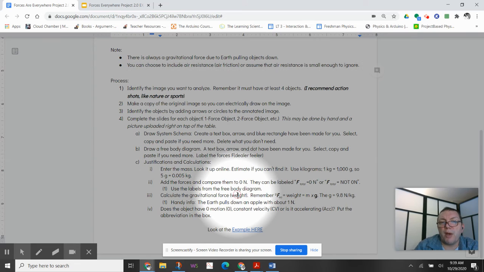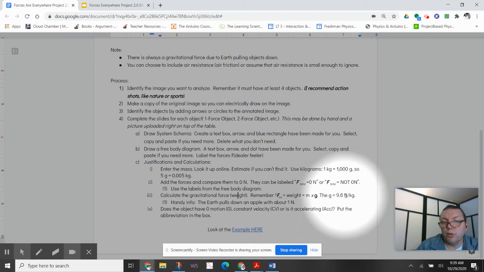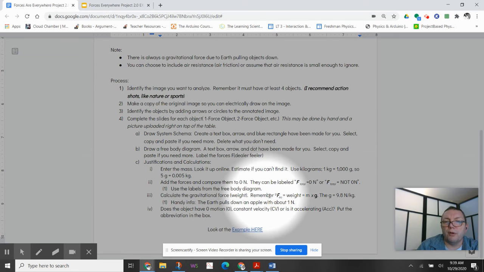We can calculate the gravitational force that the Earth exerts on these objects, the weight. Remember, and this is again from the physics classroom assignment, the weight of an object is its mass in kilograms times g. And g is different on different planets and on the moon, but on Earth, g is 9.8 newtons per kilogram. So the mass in kilograms times g is the weight, or the force due to gravity that the Earth exerts on that object.